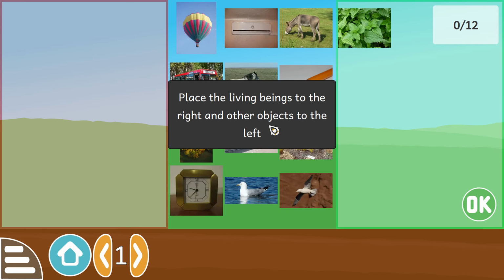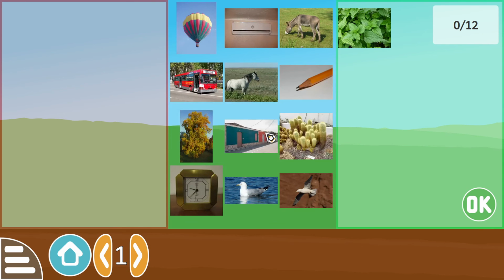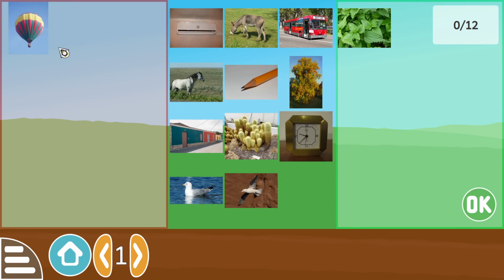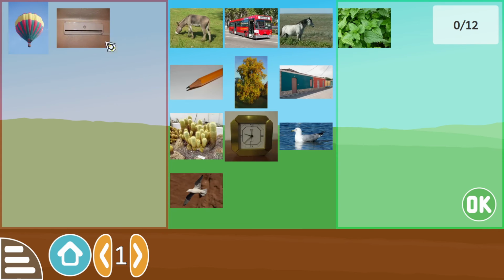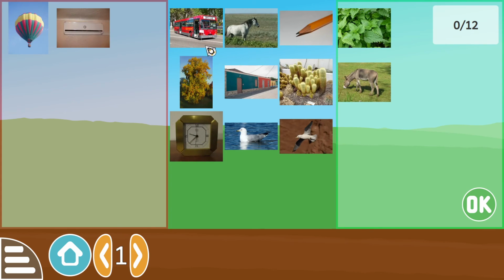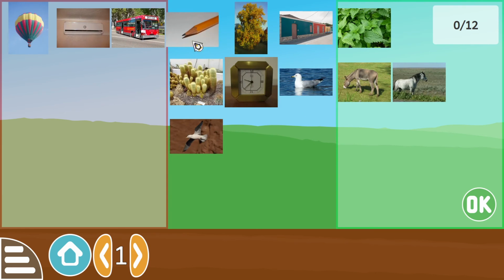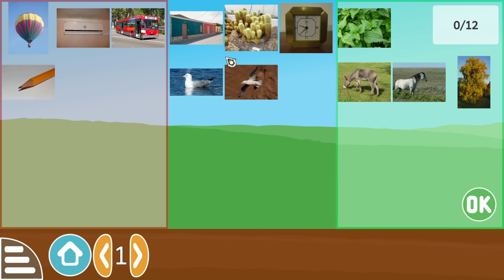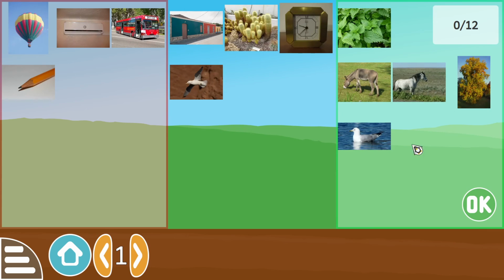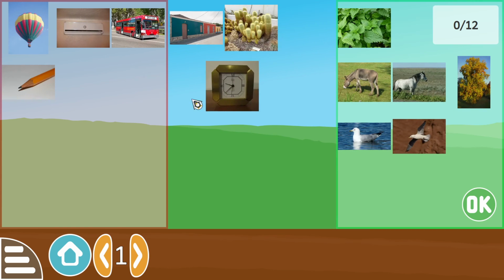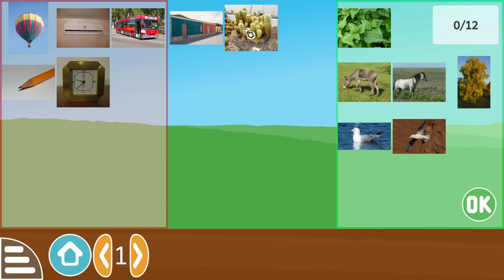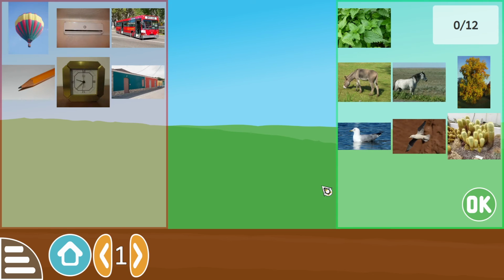So place the living beings to the right and the others to the left. So the balloon isn't, the air conditioner isn't, the donkey is, the bus isn't, horse is, pencil isn't, trees are living, the seagull, 2 different photos of seagulls there. The clock isn't, cactus is, but the building isn't.